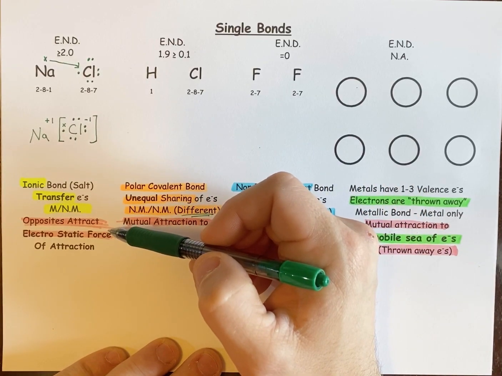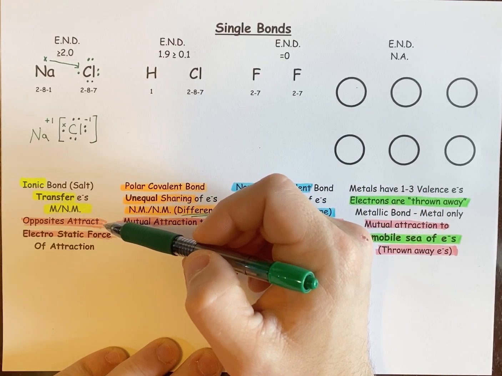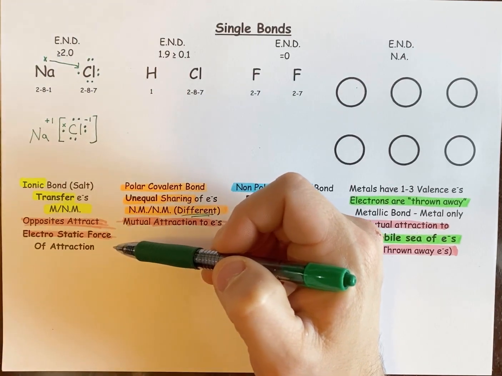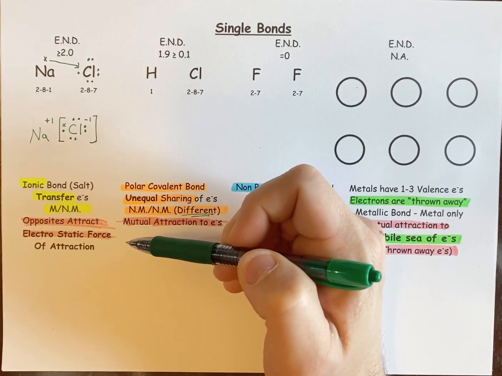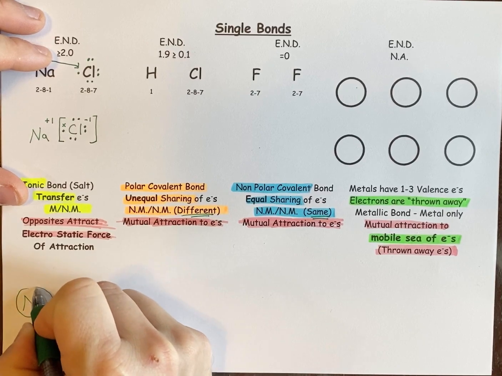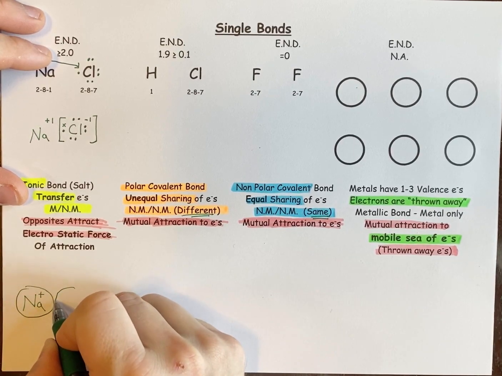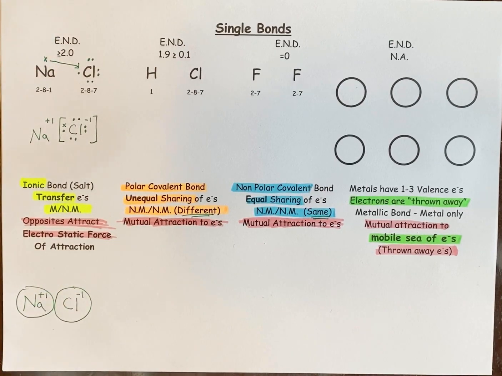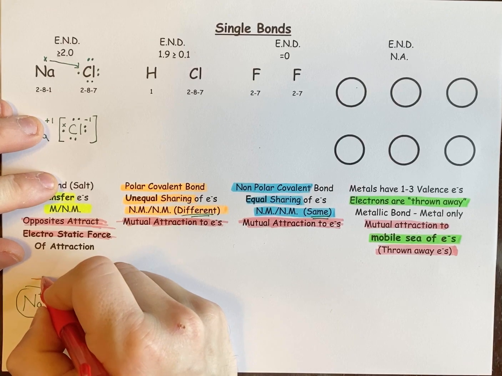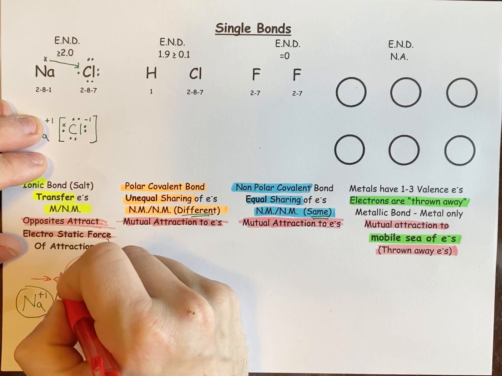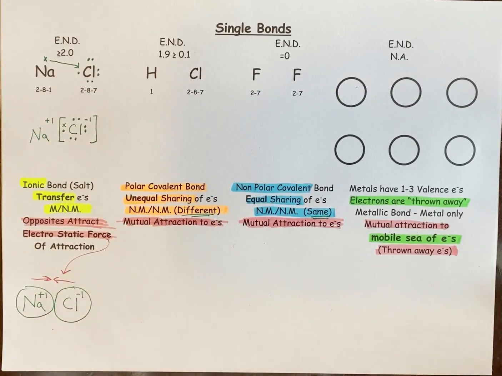Well, the thing that holds these elements together is the opposite charges attracting. It is called the electrostatic force, but that is a fancy term for saying opposites attract. So what it looks like is this. Here's my Na atom. It has a positive charge. Here's my chlorine atom. It has a negative charge. The opposites attract. And that is what's called the electrostatic force. It's a fancy term for saying opposites attract.